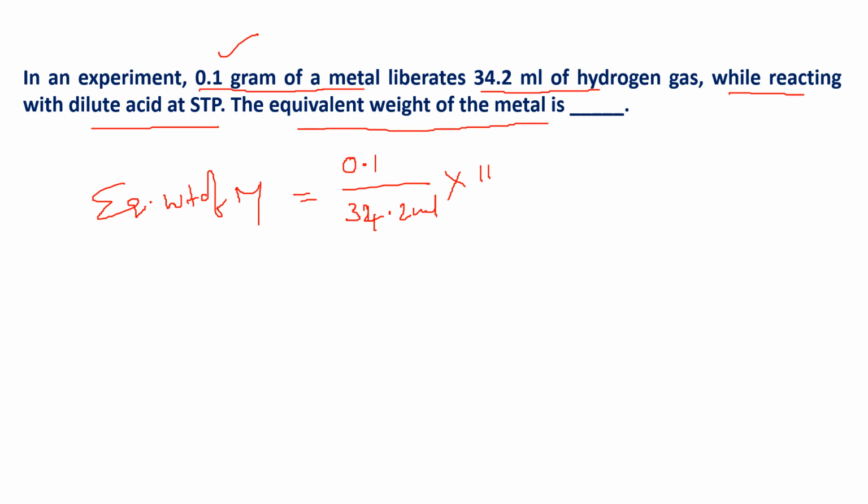Then what is the equivalent weight of hydrogen in ml? That is 11,200, because 22,400 ml at STP, this is half. Then what you will get? You will get 32.7 as the answer. So like this, the given weight by ml, that is 34.2 ml into 11,200. Then automatically you will get the equivalent weight of metal, which is 32.7.